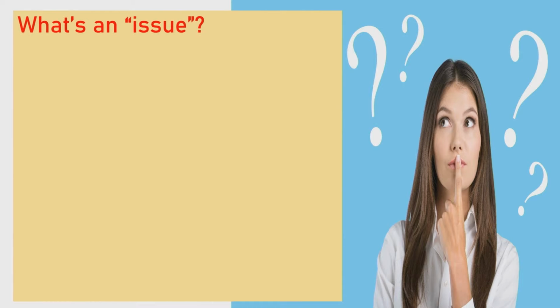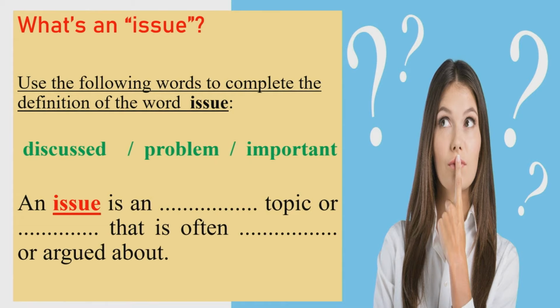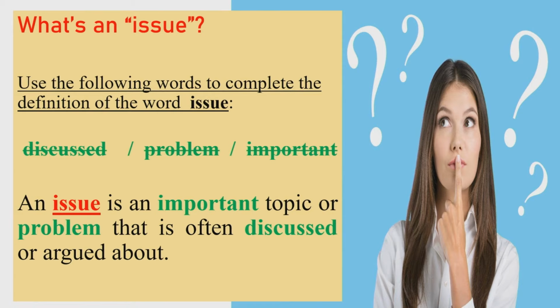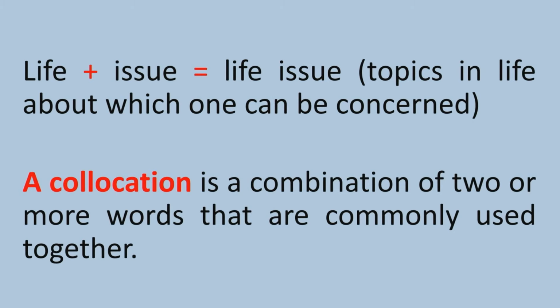First thing, what is the meaning of the word issue? I will give you some moments and I want you to complete the definitions of the word issue using the listed words. I guess you got it. An issue is an important topic or problem that is often discussed or argued about. The word life issue is the title of the unit. In fact, life issue means the topics in life about which one can be concerned.